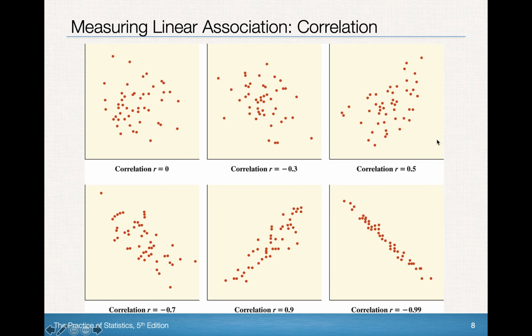The top right is a correlation of 0.5. Then we go to a -0.7, which is getting much stronger. I would call this moderately strong. 0.9, I would call this strong. It is a strong relationship, and it's a positive relationship. And then the last one, -0.99, you can see just how strong that relationship is compared to something like -0.3. It's a very strong negative association.